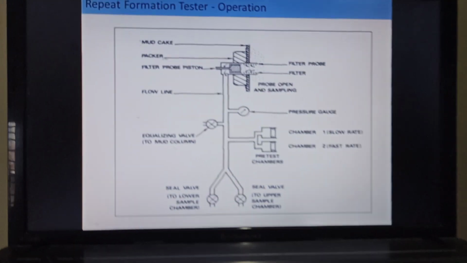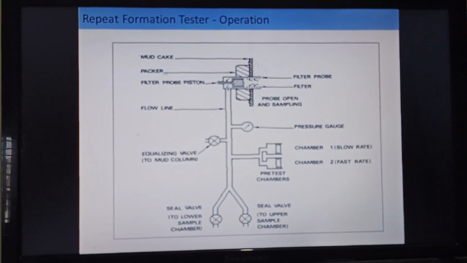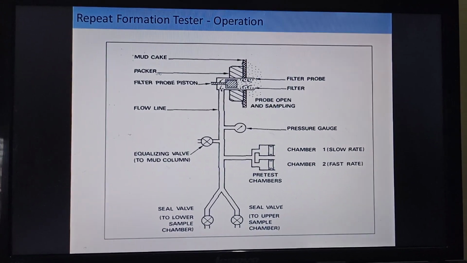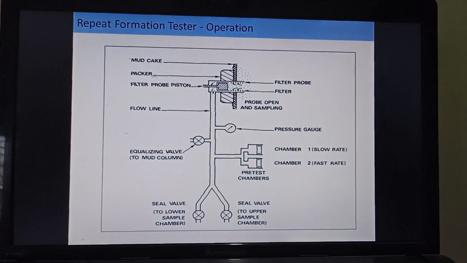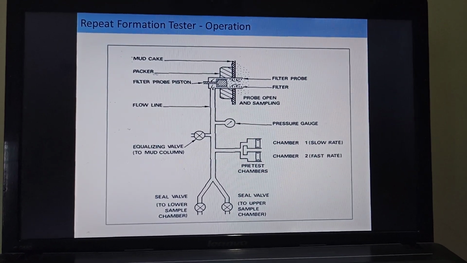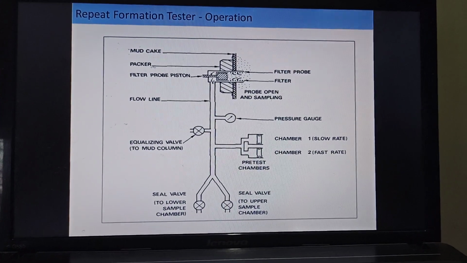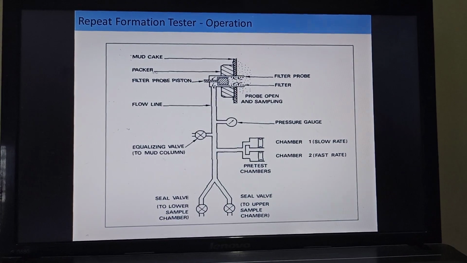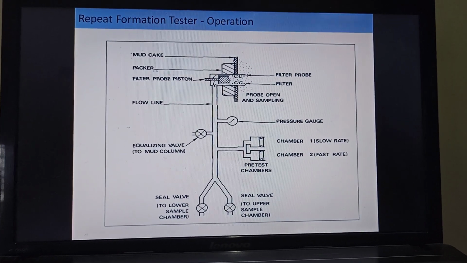As you can see in this figure, the tool basically consists of four components. First is the packer, second is the hydraulic piston, which is used to create the pressure drawdown. Third is the sample chambers, that is chamber 1 and chamber 2, which are shown in the figure. And the last is the strain gauge pressure transducer, which is used for recording the pressure.